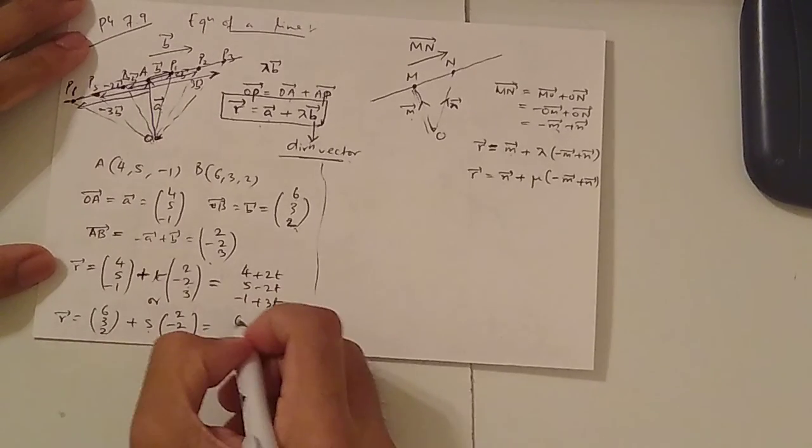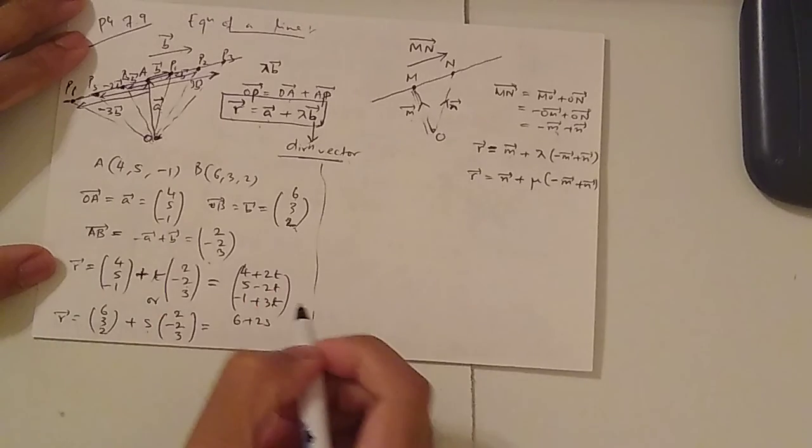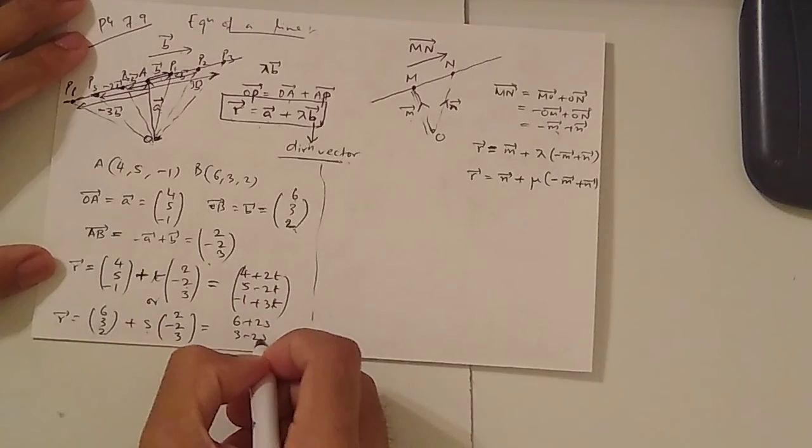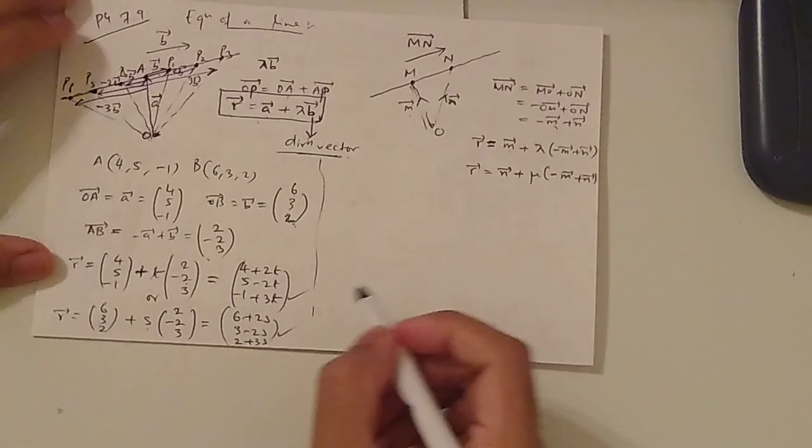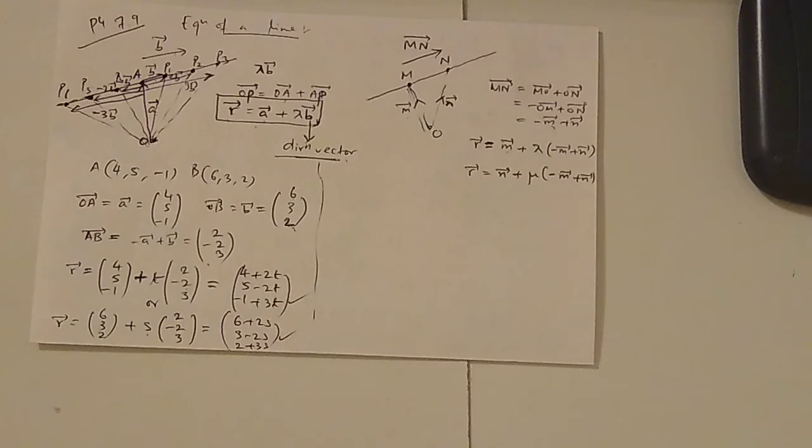And that is going to give you 6 plus 2s, 3 minus 2s, 2 plus 3s. Okay, so both of these are acceptable forms of the line. It does not matter whether you use A or B.